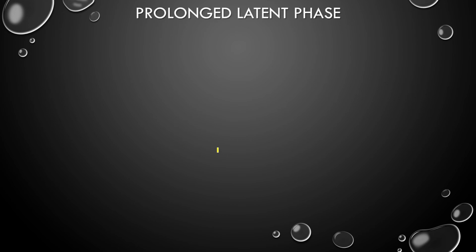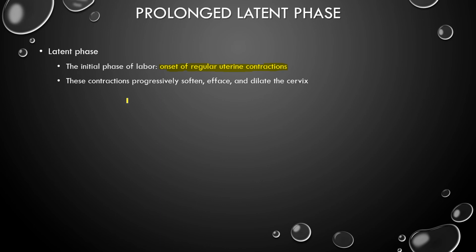So let's talk about a prolonged latent phase now. We talked about the latent phase being the slow onset of dilation and effacement of the cervix. So what does this mean? The latent phase is from the beginning of the initial phase of labor. So when you get onset of regular uterine contractions, that's considered the first part of labor. When you have onset of regular uterine contractions, this means you've hit the latent phase of the first stage of labor. And what these contractions do is soften, efface, and dilate the cervix, because you need the cervix dilated so that the baby can pass through it. It cannot pass through a closed cervix.